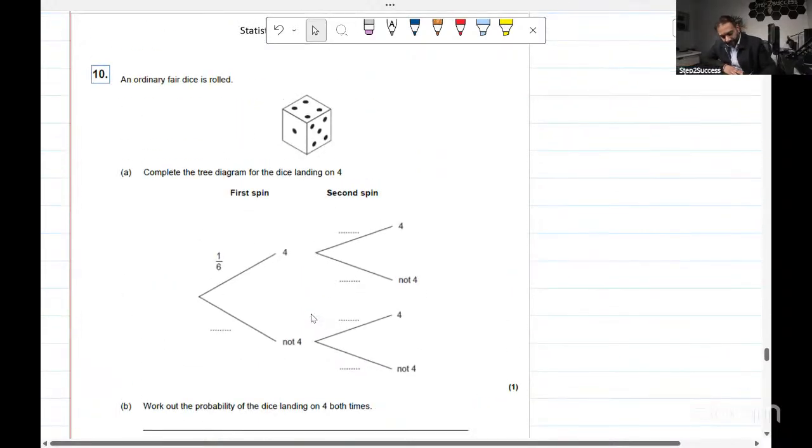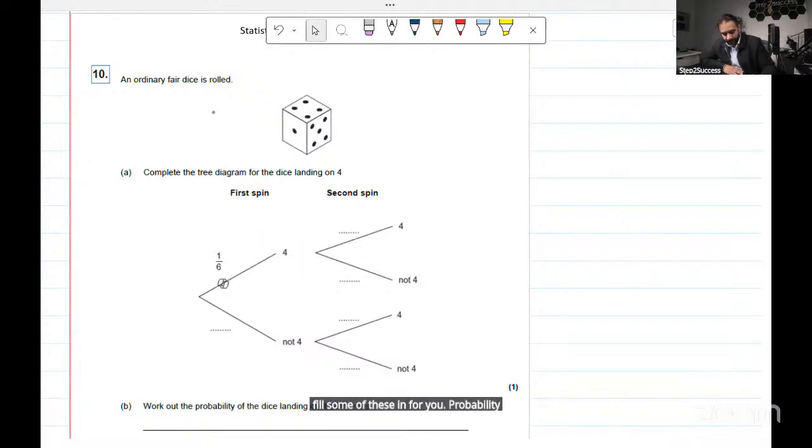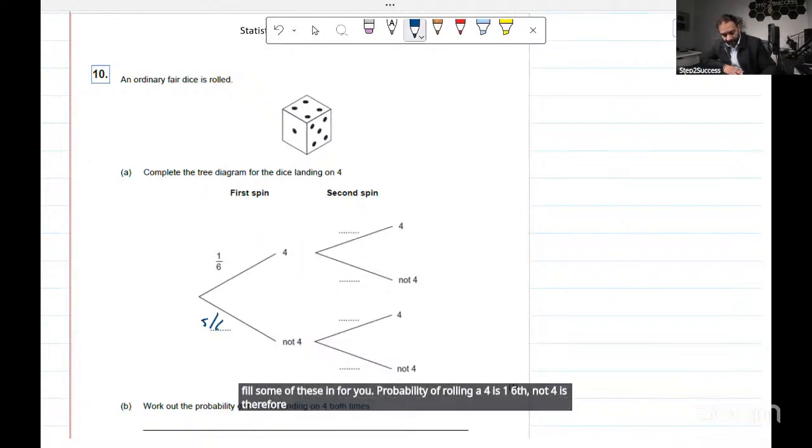Let's fill some of these in for you. Probability of rolling a 4 is 1/6. Not 4 is therefore 5/6 because there's five other numbers on the dice.